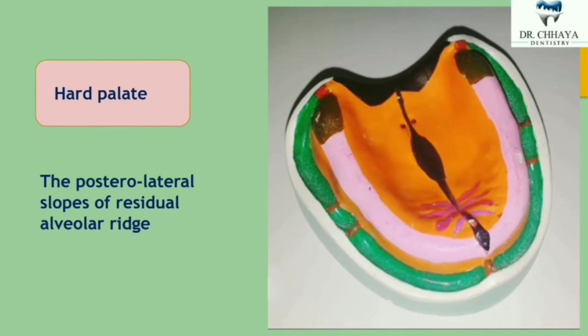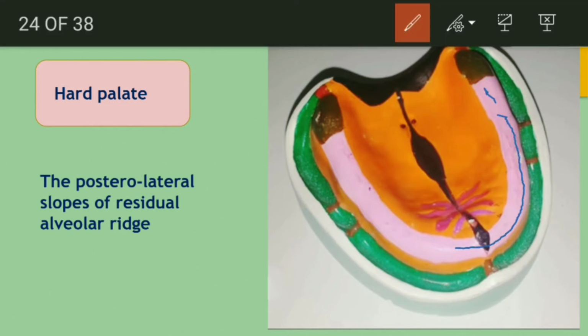Now the posterolateral slope of residual alveolar ridge. This pink structure here is the residual alveolar ridge. But this is the crest of the residual alveolar ridge where teeth are present. In some books, it is said that the crest of residual alveolar ridge is the secondary stress bearing area. Here, this lateral slope, these are primary stress bearing areas.